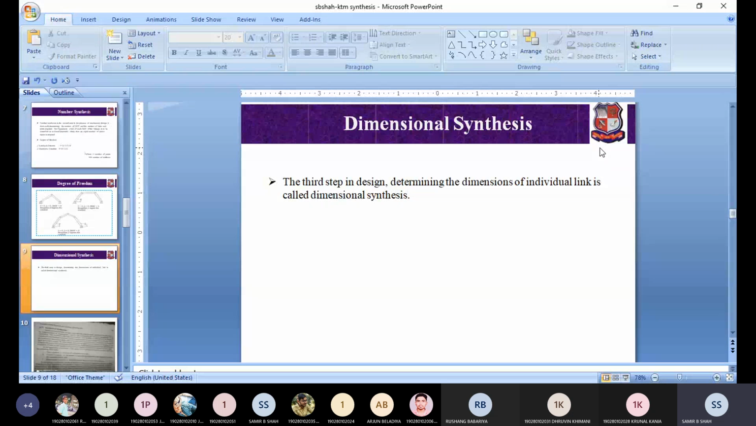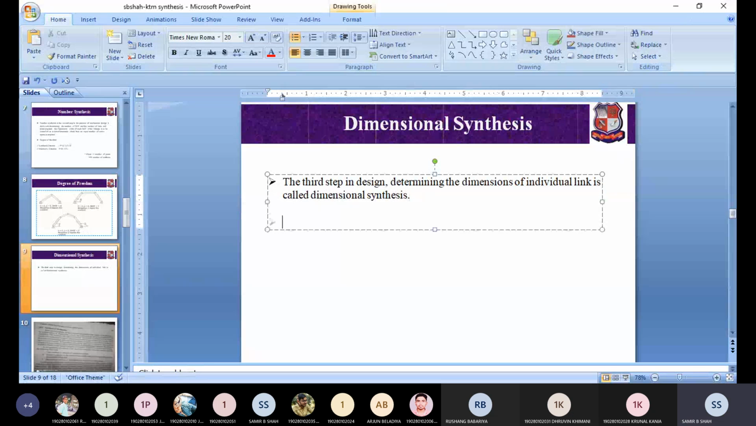I want to repeat this very important point when we talk about dimensional synthesis: the structural error. What is structural error? The difference between the desired motion, meaning whatever we actually require, and the actual motion produced. For example, I require an output of 75% efficiency, but I can get only 65%. So 65 is the actual efficiency and the desired is 75. The error is 10, so 10% is the structural error.